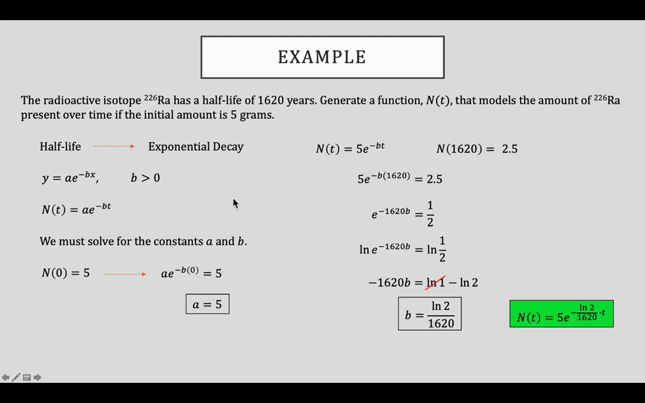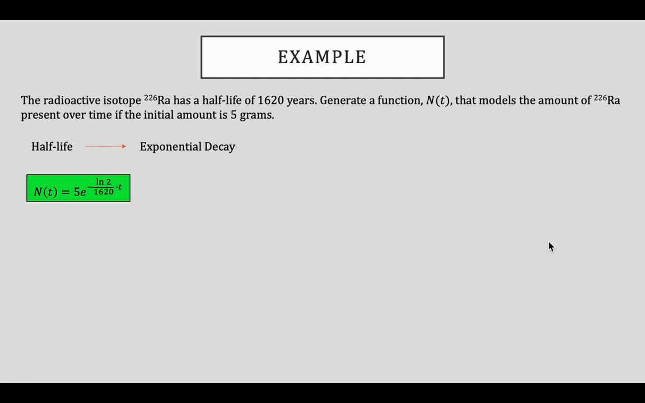Again, remember our general form here. We had n of t is equal to 5e to the negative bt. Don't forget about putting that negative in front of the b. Negative 1 times b. All right, so there is our model, but notice it's a little bit ugly. Okay, n of t is equal to 5e to the negative ln2 over 1620 times t. Let's do some algebraic manipulations to make this look better.